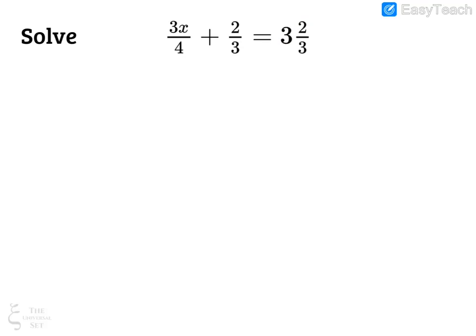So first thing we're going to do is just rewrite this, but with this as an improper fraction. So everything else is going to stay the same. I'm going to keep my 3x over 4. I'm going to keep my plus 2/3. I'm going to keep my equals.